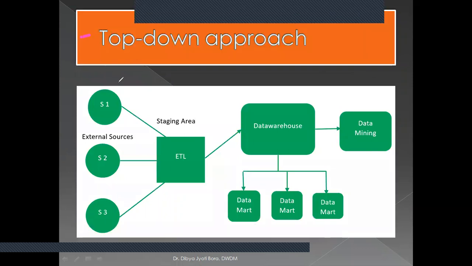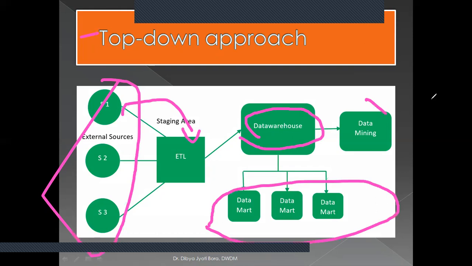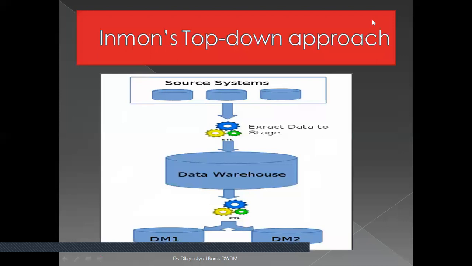Top-down approach means that first we are collecting data from the different external sources. Then the ETL process takes place on the staging area, thereby loading the summarized data into the data warehouse. After that only, we construct the data mart. So that is the top-down approach as proposed by Inmon. This is also known as Inmon's top-down approach.